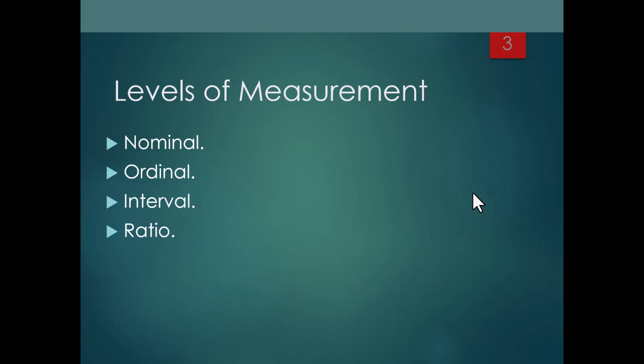Variables measured at the ordinal level are assigned numerical values that can be logically ranked. So with ordinal level variables, those numerical values actually have meaning. An ordinal level variable would be, for example, Likert scale. So how likely are you to pass this class?